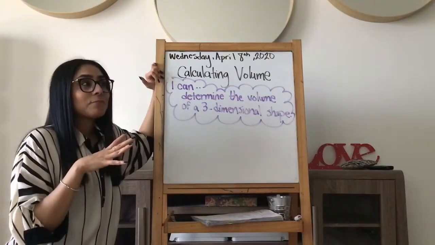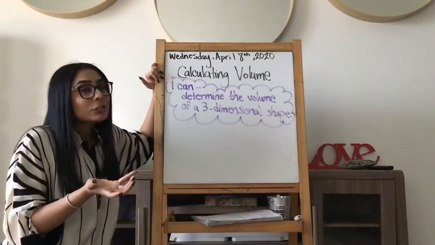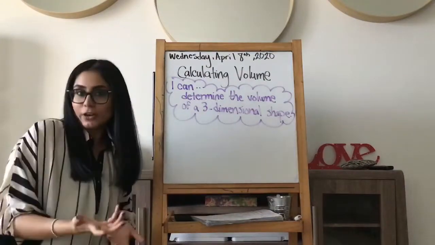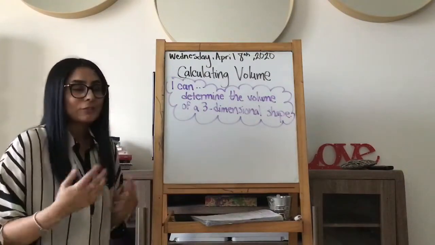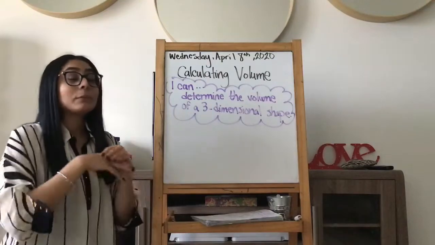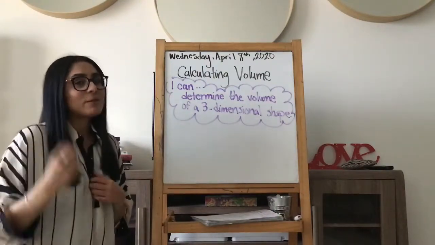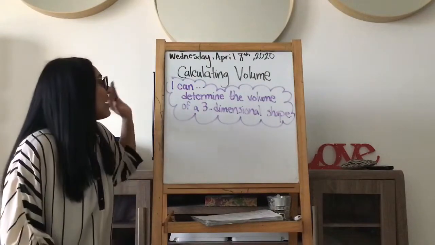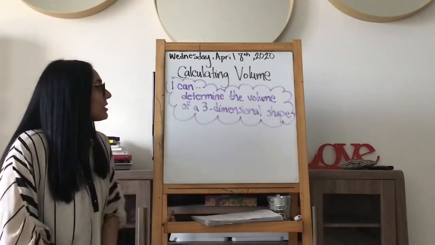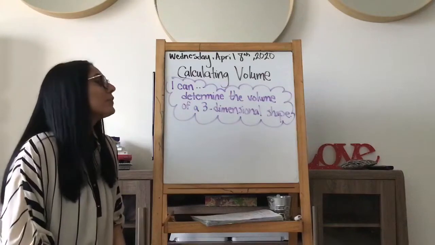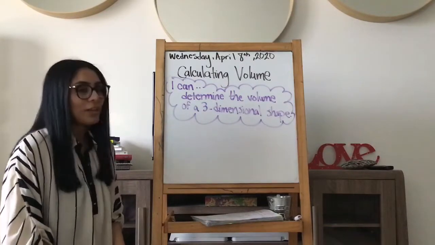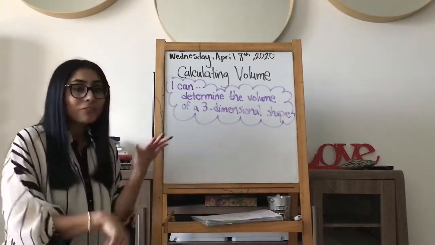It's similar to area. You understand area, multiplying two different things. Volume just happens to be a little bit more, but again, multiplication is key. You need to remember how to multiply. And then we're doing our I can statement, which is: I can determine the volume of a three-dimensional shape. So please write that down and we can talk about what volume is.